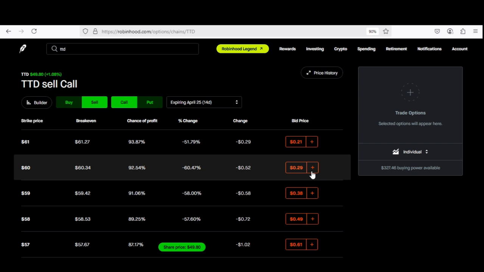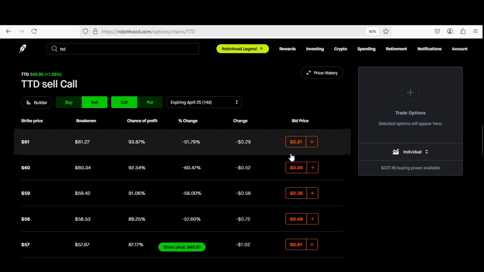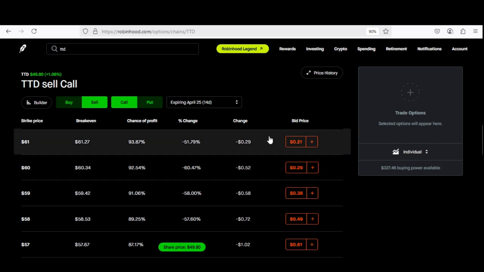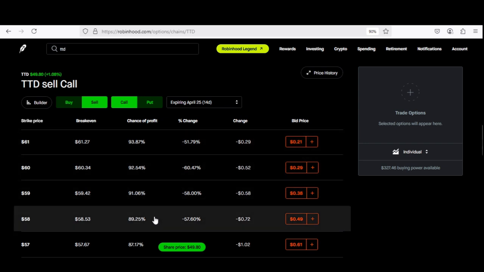Whenever you choose your strike prices in order to sell your covered calls, feel free to choose any strike price that aligns with your goals. You could choose a higher strike price, which gives you more surety that your LEAPS is not going to be called away, or you could choose a strike price even lower, which reduces your chances of winning the trade, but also increases the amount of income you're going to be generating.